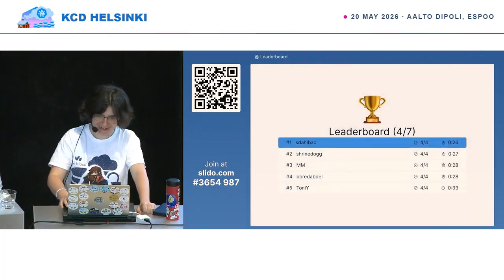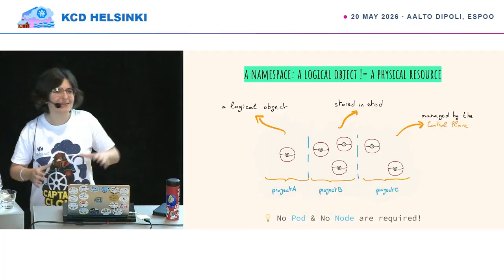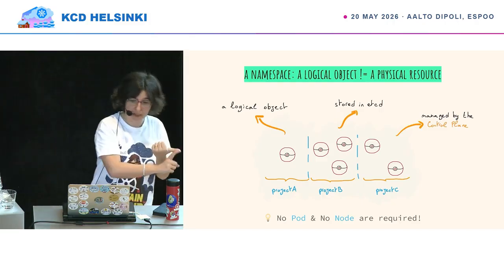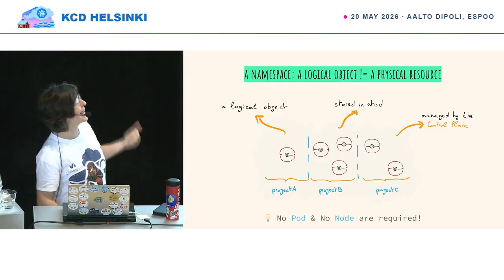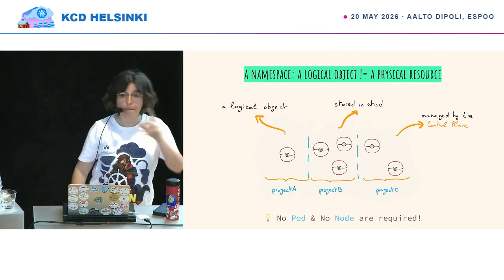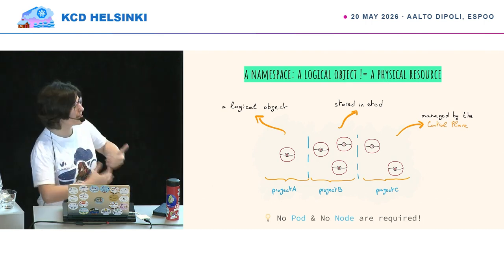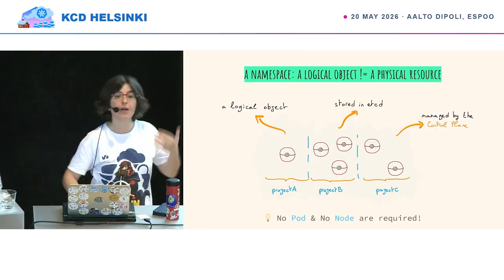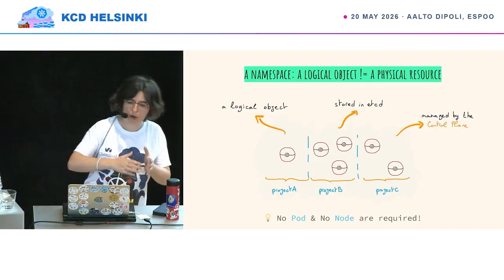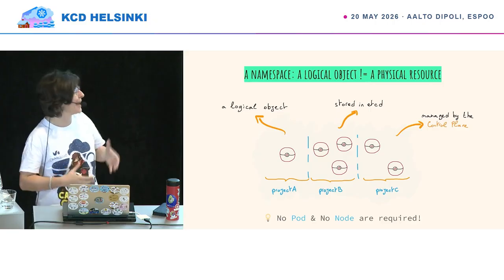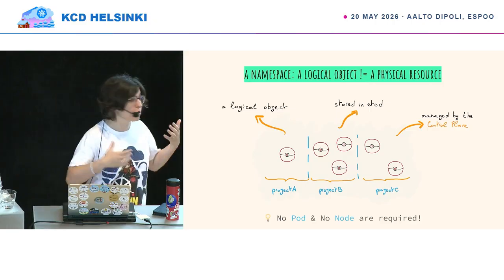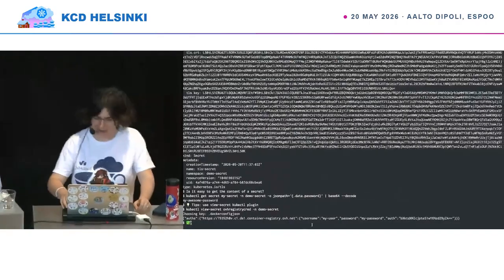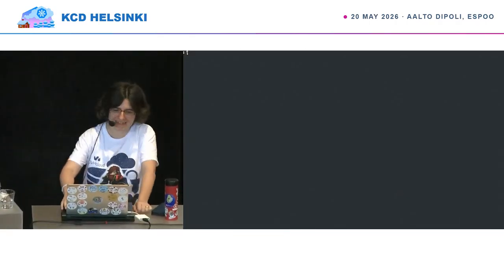So a namespace allows you to isolate an application. It's a logical object. It is stored in the etcd database, but it's not deployed on a node, and it is not a physical resource. So no pod and no node are required to create a new namespace. And we will show some things.